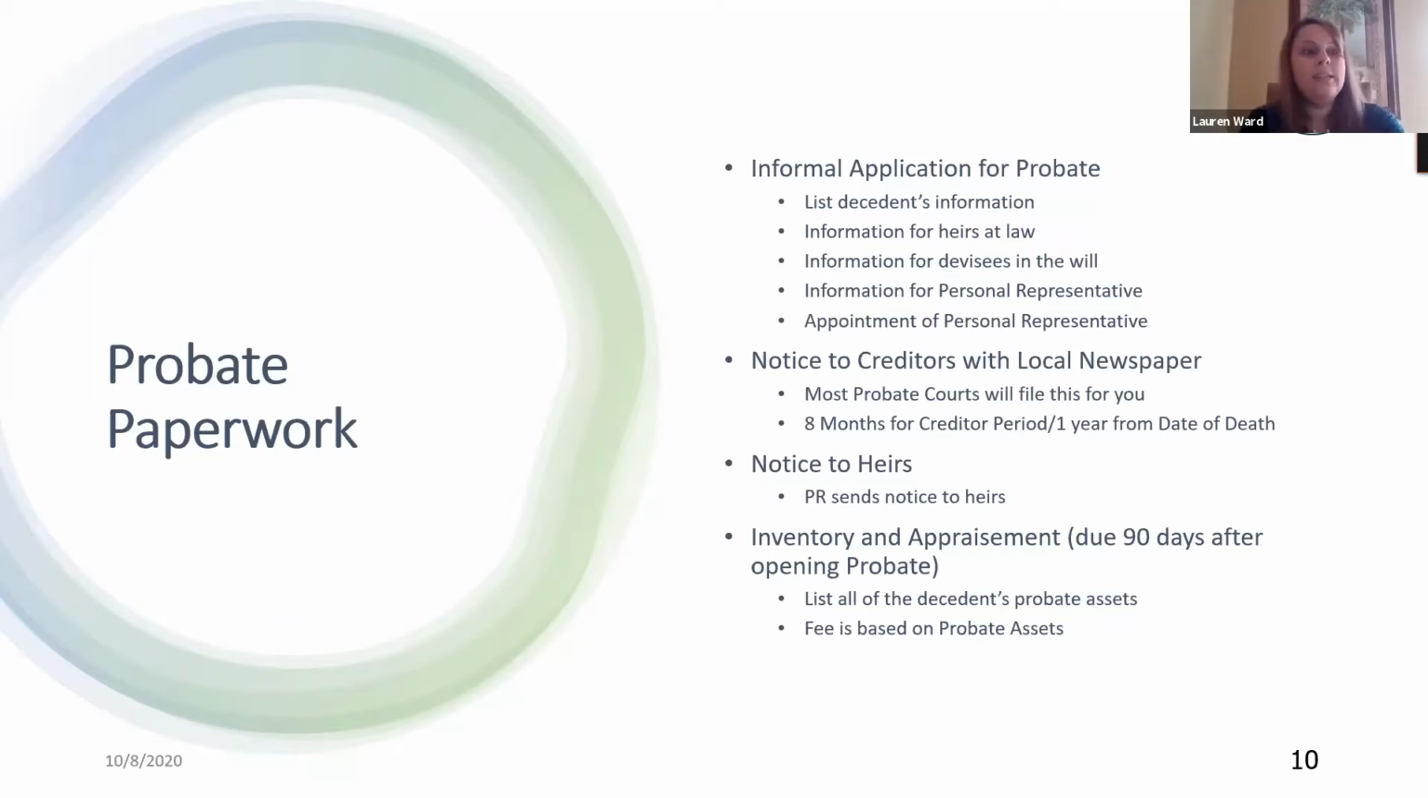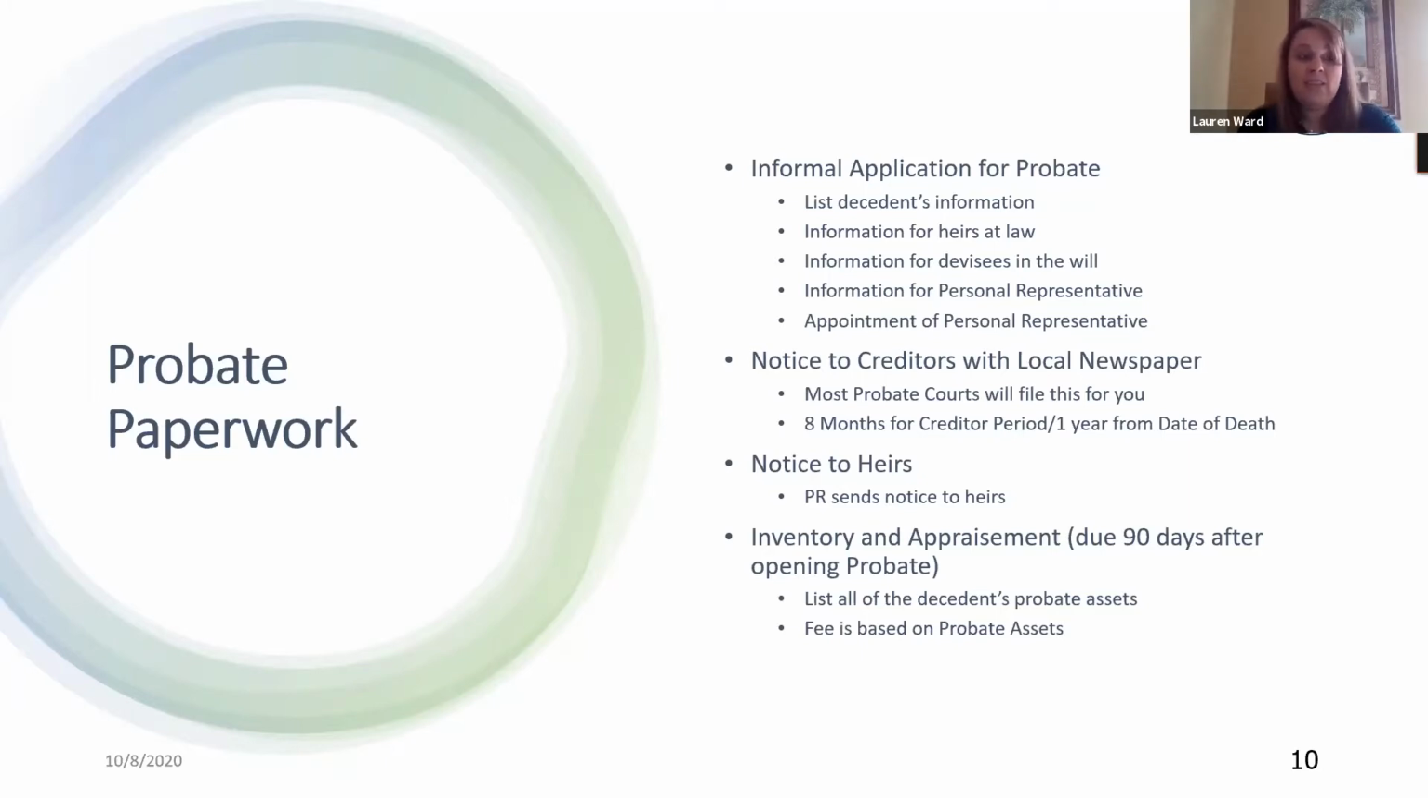So you've done all this work, and during this time frame, you're going to be working on what's known as the inventory and appraisement. And this is probably the hardest part of the probate process if it's just a simple probate. It is due 90 days after opening probate. This is where you're going to have to list all of the decedent's probate assets. So you're going to need to know where their bank accounts are, if there's real property, if there's any life insurance or any retirement benefits that are going to run through the estate.